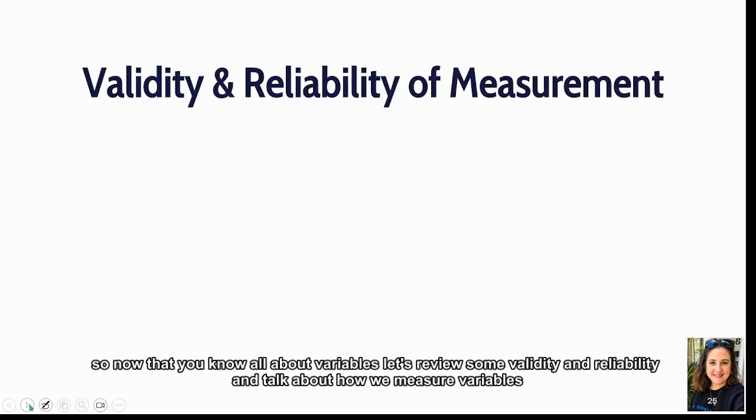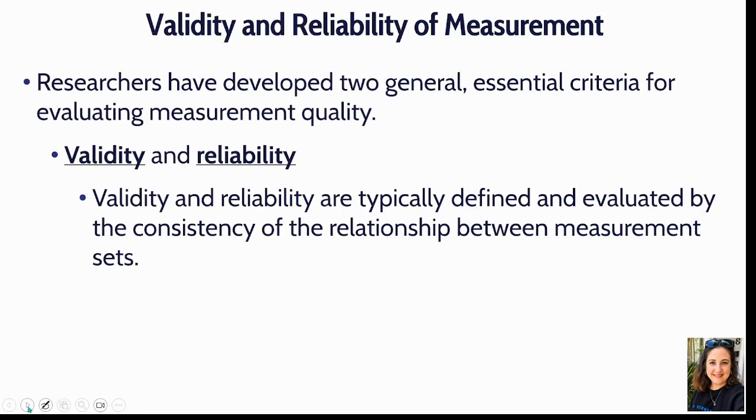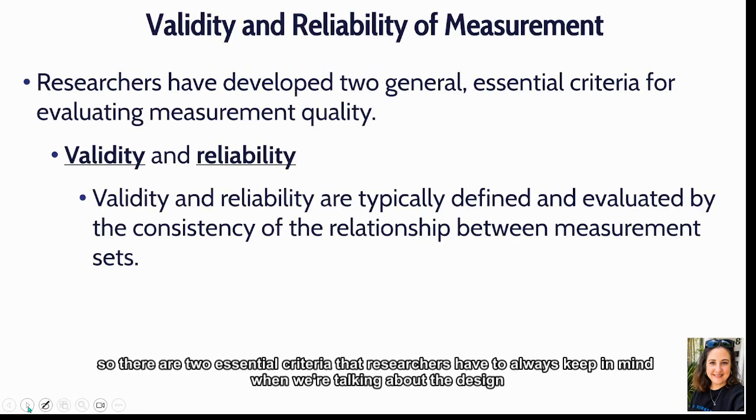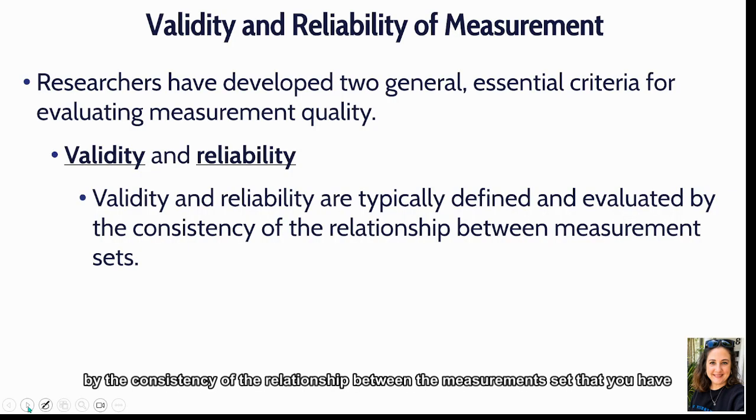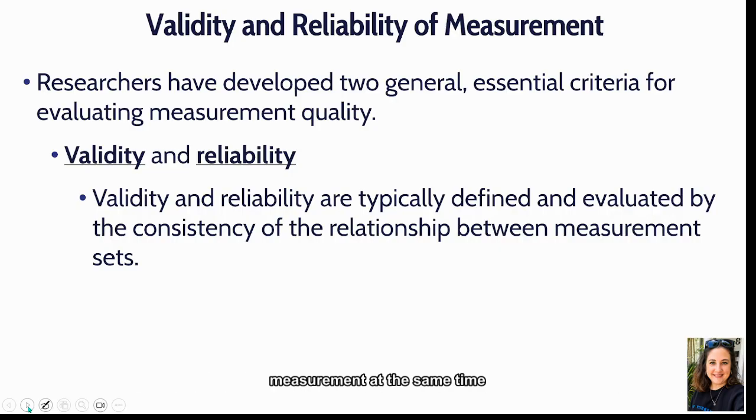So now that you know all about variables, let's review some validity and reliability and talk about how we measure variables. So there are two essential criteria that researchers have to always keep in mind when we're talking about the design of high quality research, and those are validity and reliability. Both of these constructs are typically defined and evaluated by the consistency of the relationship between the measurement set that you have. So when we talk about validity and reliability, we are always talking about measurement at the same time.